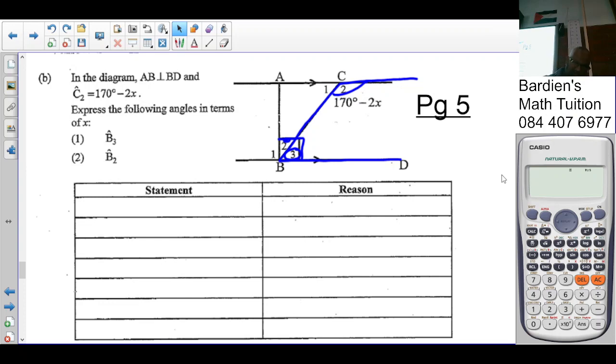Can you see? Now you say 10 plus 2x plus B2 adds up to 180. 90. Co-interior. Not co-interior, but it's given that that angle is 90. You need to practice it.